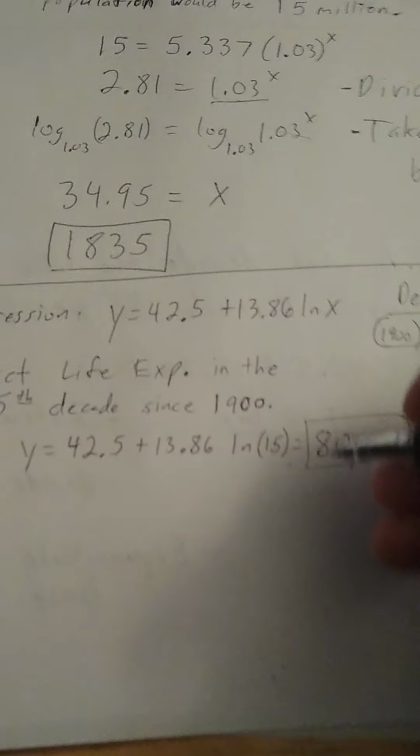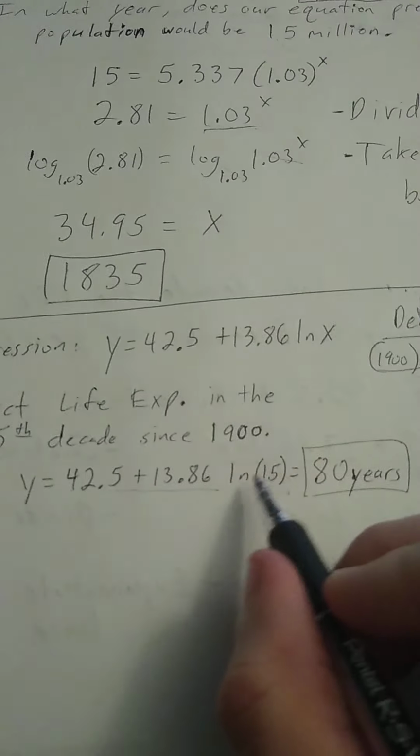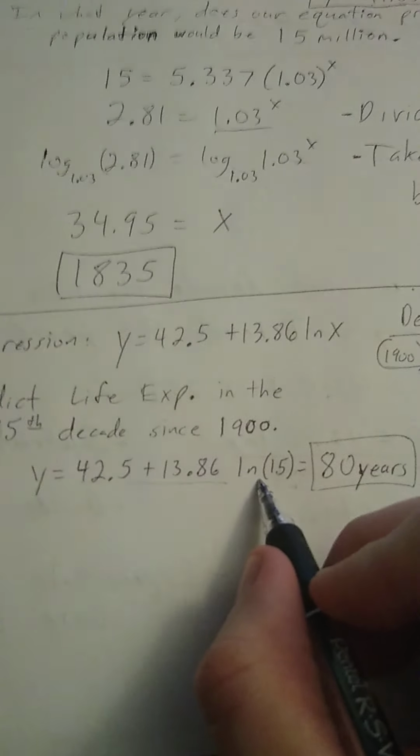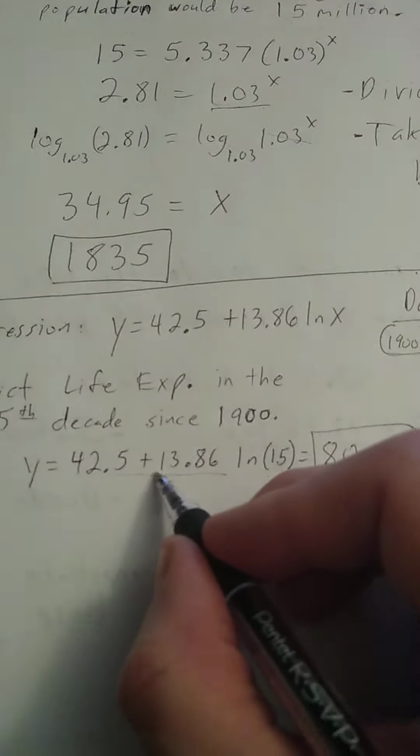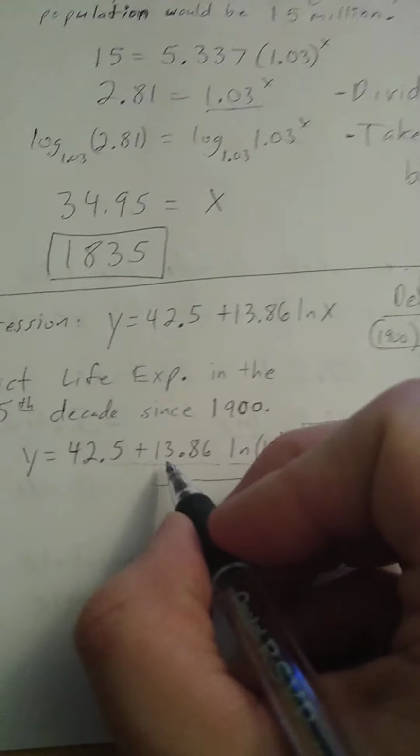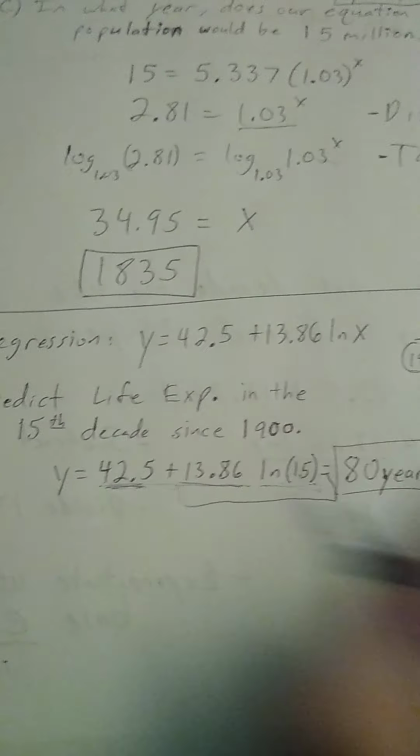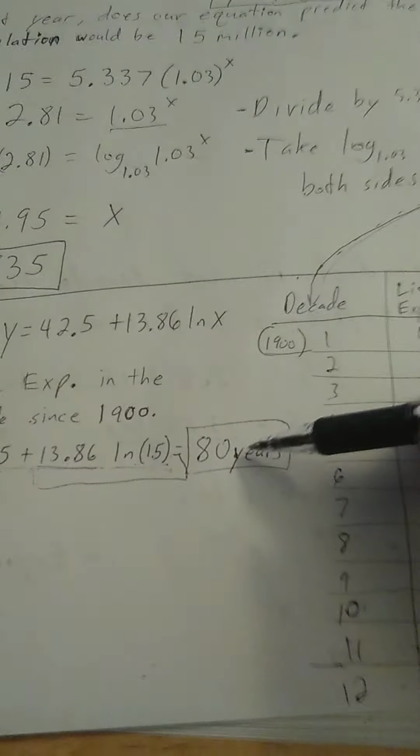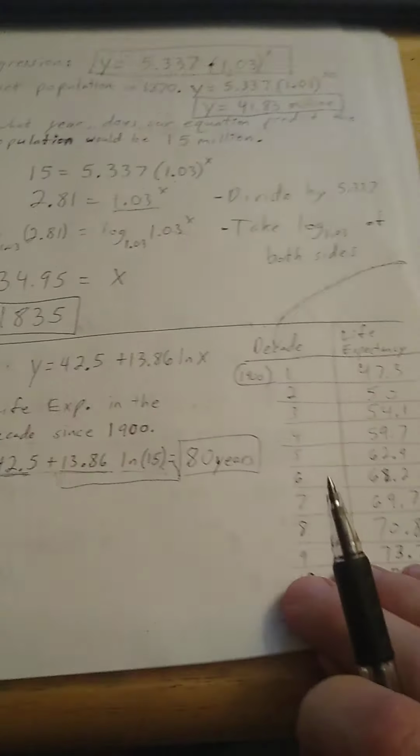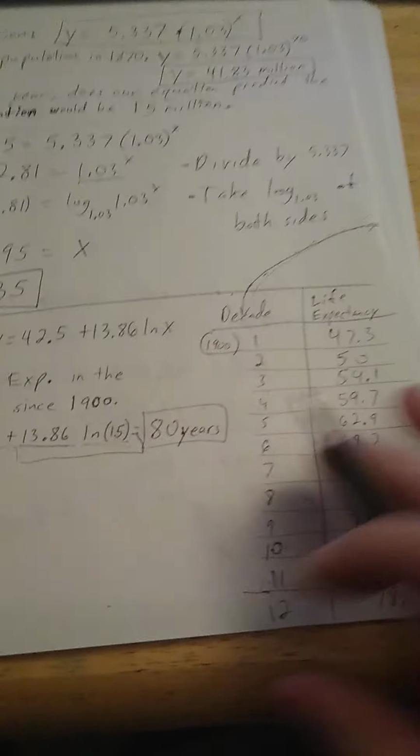The reason I bring up order of operations is if you add these together, then multiply by this, you're breaking order of operations. Order of operations says multiply first, so you have to multiply whatever ln 15 is times 13.86. Then you add this in. So follow order of operations. That gives me 80 years. So I expect 15 decades later, which is another 3 decades from now, life expectancy will be around 80 years old.